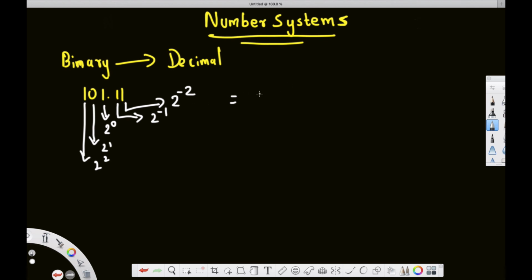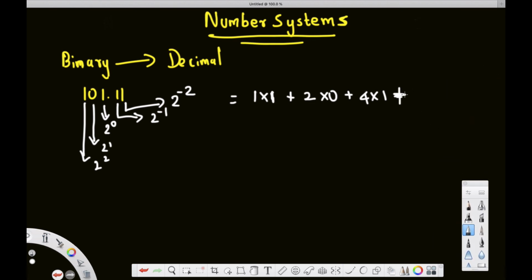2 power 0 is 1, 1 times 1 is 1, plus 2 power 1 is 2, 2 times 0, plus 2 power 2 is 4, 4 times 1, and then we have 2 power -1, which is exactly 1 over 2. So 1 times 1 over 2 is 1 over 2, plus 2 power -2 is 1 over 4. 1 times 1 over 4 is 1 over 4.